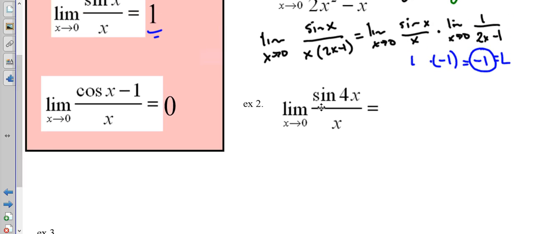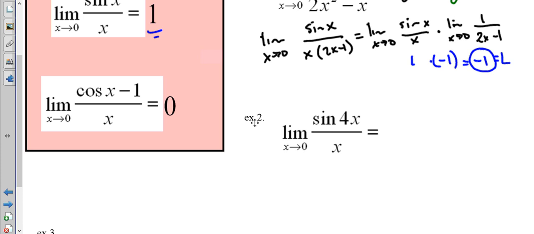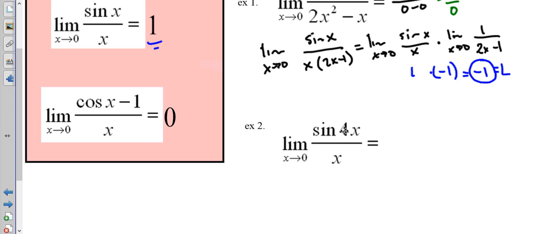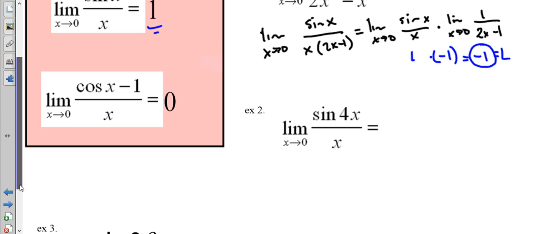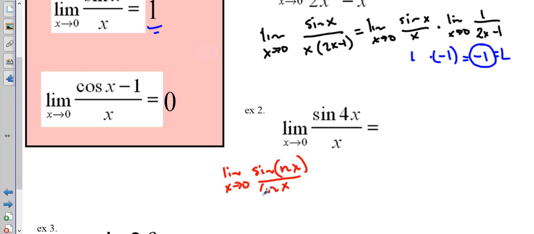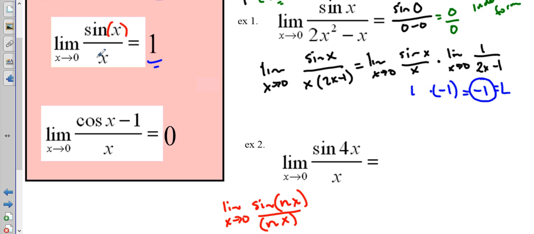If we have the limit of sine of 4x over x, this is very similar to sine of x over x. The problem is that we have 4x here. This is what you need to know: whenever we have the limit as x approaches 0 of the sine of n times x, where n is any number, and let's say the two values inside and out, just like what we have right there, were equal, where does this limit go?